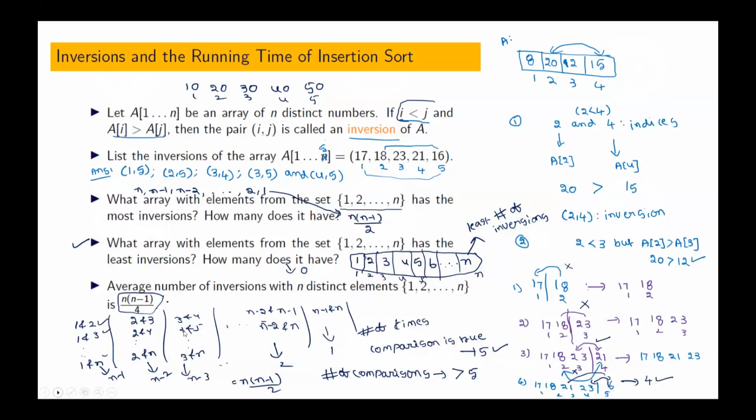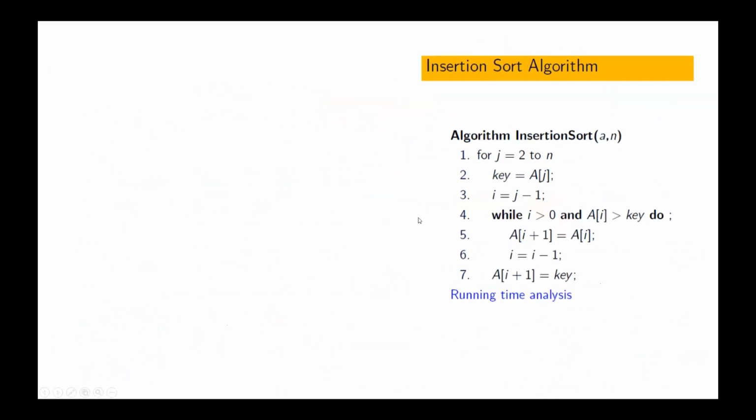Now again look at the insertion sort algorithm. What happens in insertion sort whenever this condition is true? Here we remove one inversion. One inversion is removed. So in the sorted order output, what is the number of inversions? The number of inversions is 0.